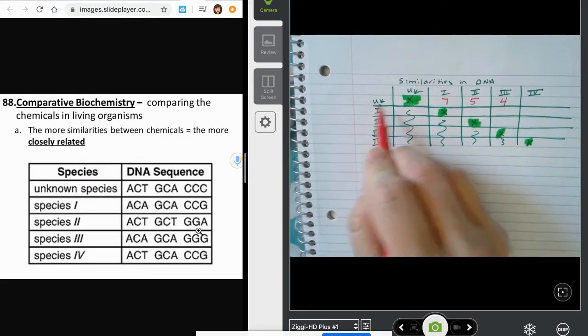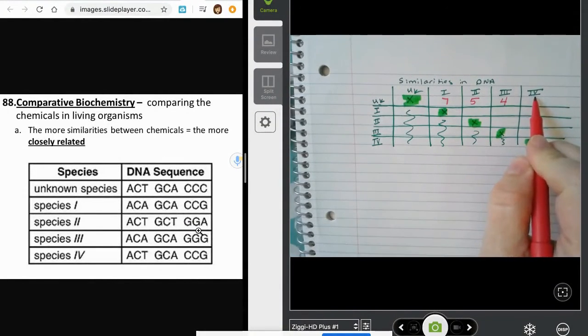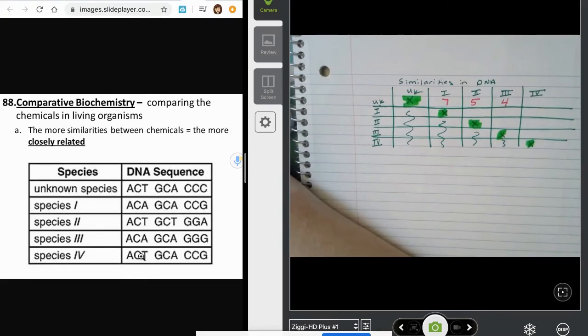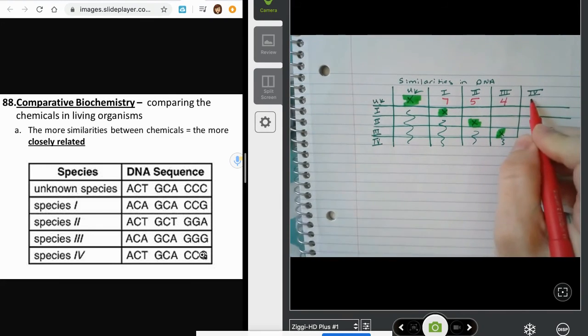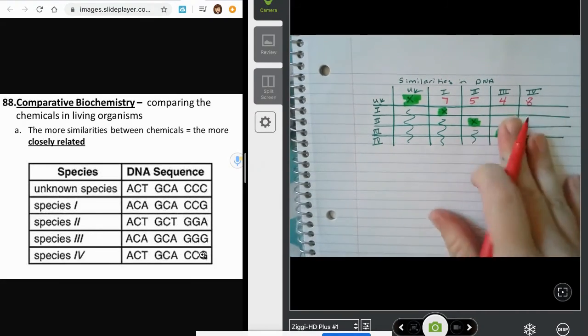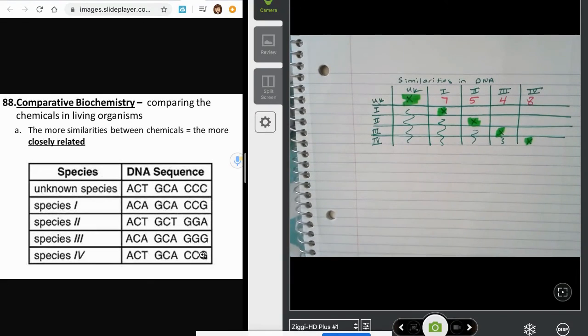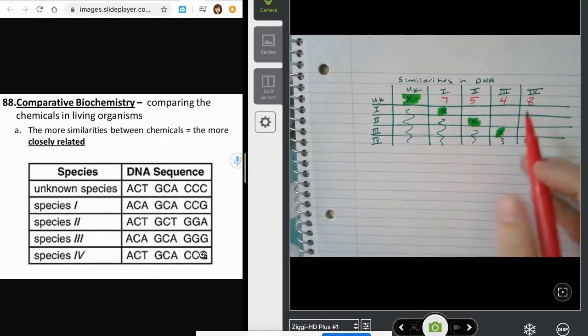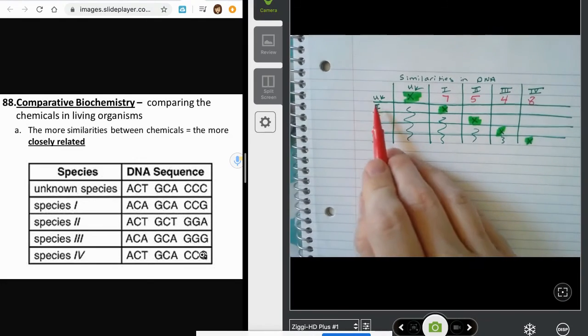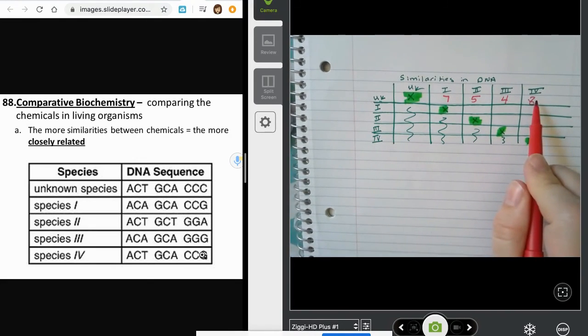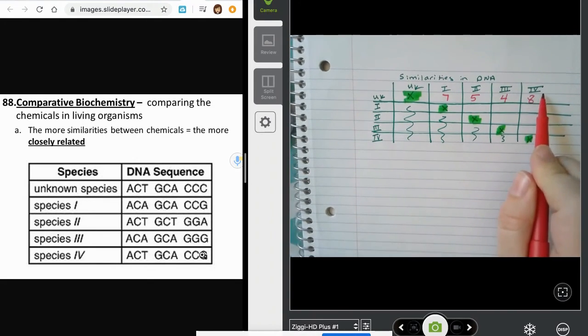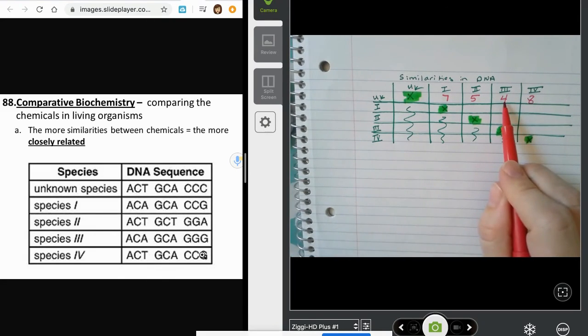Now the unknown to species 4. 1, 2, 3, 4, 5, 6, 7, 8. Wow, that is significant. Okay, so I can look at this and figure out who is the most closely related. Species 4 and the unknown have 8 similarities. So I can say that the unknown is most related to species 4, and I can say it is the least related to species 3.